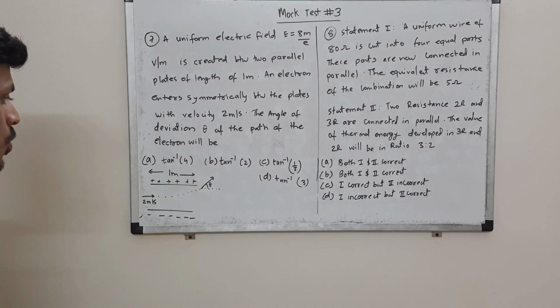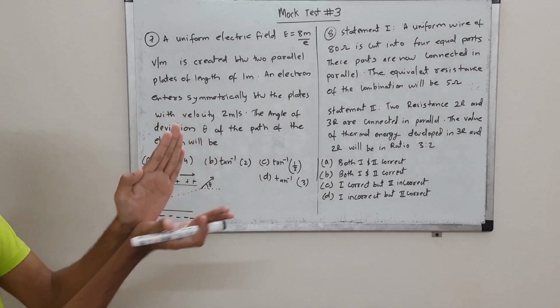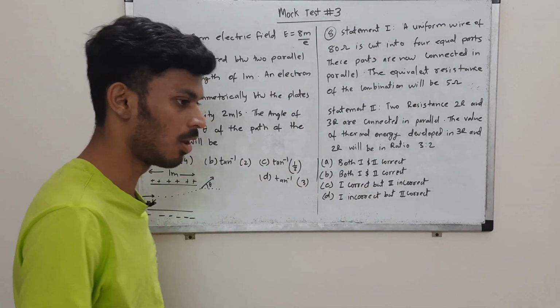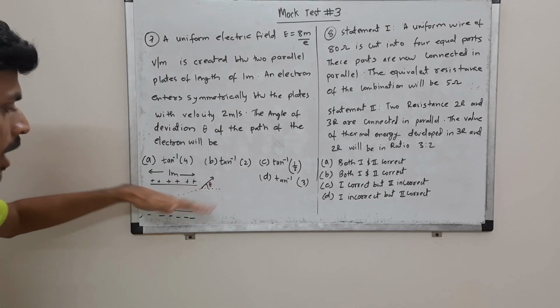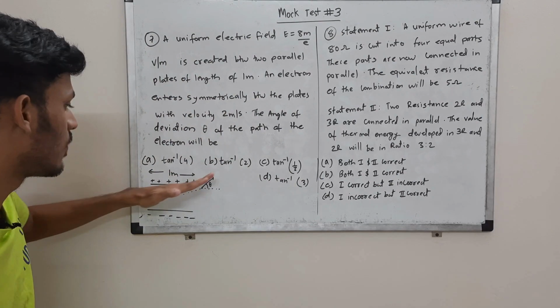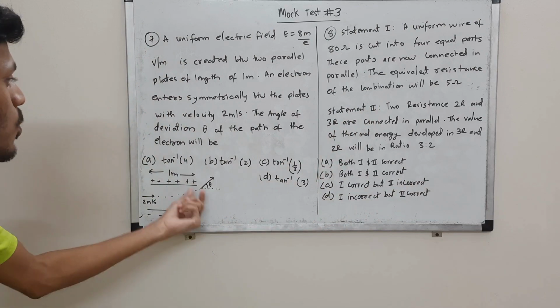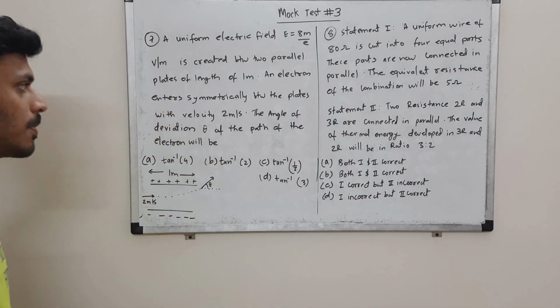So you can see that it will leave the plates at some angle theta with respect to the horizontal. First it enters along the x-axis, along the horizontal, but after passing through the electric field, there is attraction to the positive charge. So it will come out at an angle with respect to the horizontal. You are supposed to find that angle. The initial velocity is 2 meters per second.